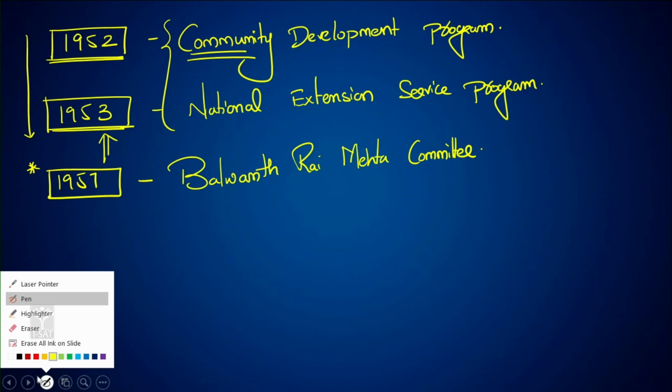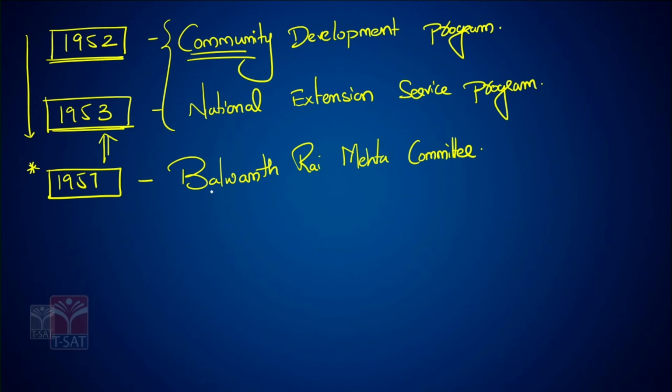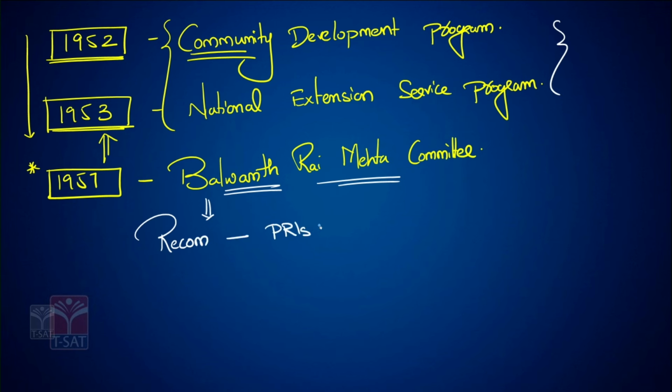Balwant Rai Mehta Committee was constituted. Why? What is the purpose? To look after the functioning of these two major programs. Now, Balwant Rai Mehta Committee has recommended to constitute a Panchayati Raj institution by each state through a state law. By a state law, every state should have a Panchayati Raj institution.